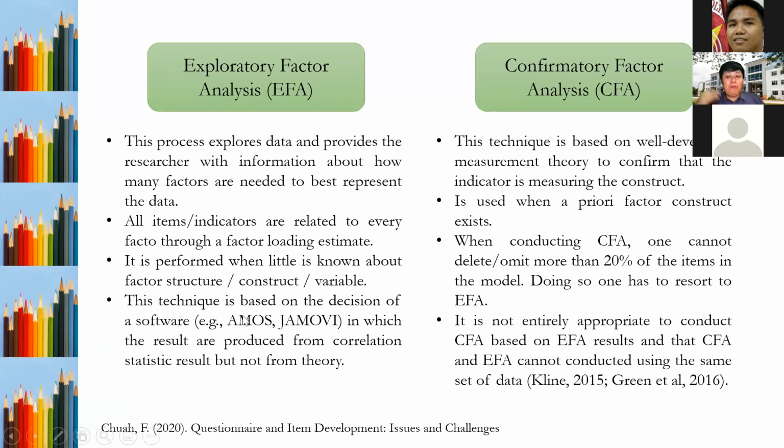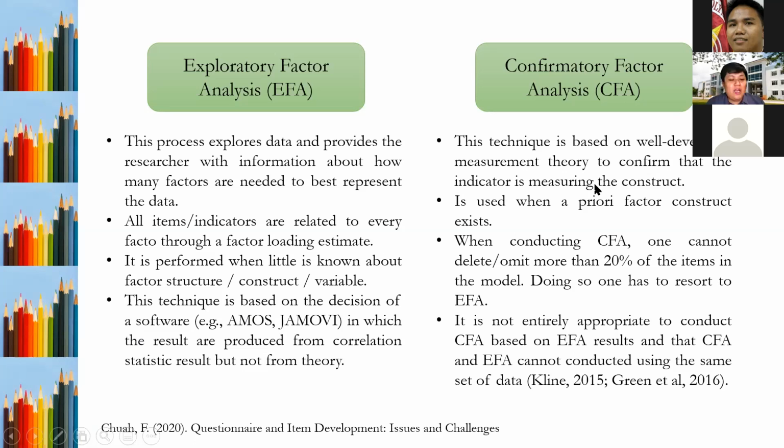Okay? Of course, this technique is based on the decision of a software. So what are the common software that are being used? Most researchers use AMOS or EMOS. For myself, I usually use Jamovi, which I feel is more user-friendly, in which the results are produced from correlation statistic results, but not from theory. On the other hand, if it is confirmatory, this technique is based on well-developed measurement theory to confirm that the indicator is measuring the construct.